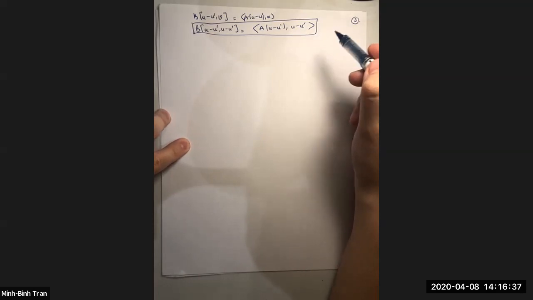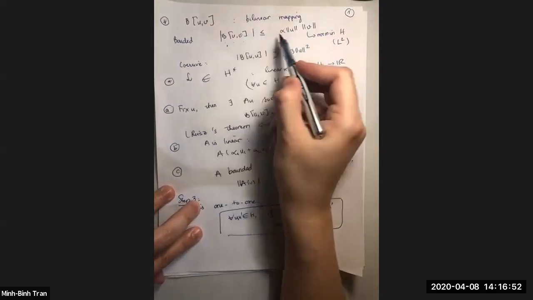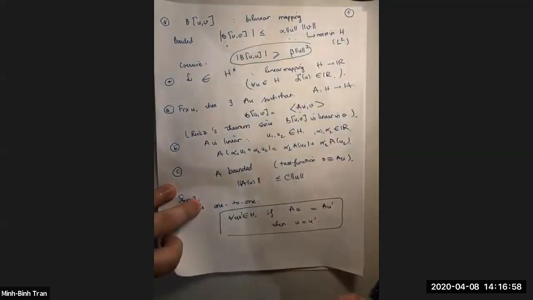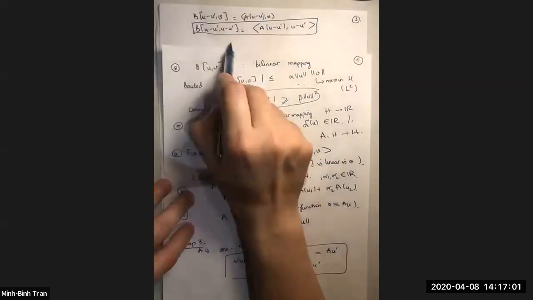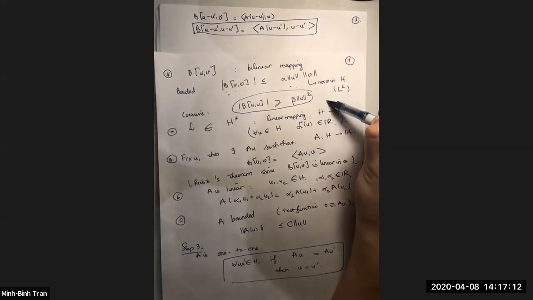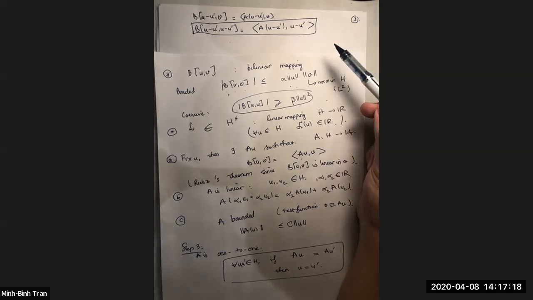There are a few things about B that we haven't used. We just used the boundedness of B. Remember that B is bounded, which means B(U,V) has to be smaller than alpha times the norm of U times the norm of V. But there is one thing that we haven't used: coercivity. So how can I use coercivity in this equation? I have to apply coercivity to this equation. What do I get?